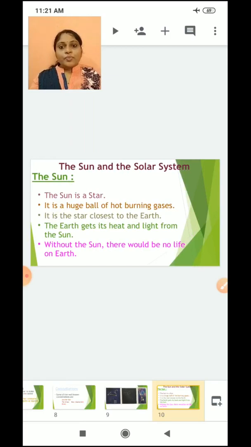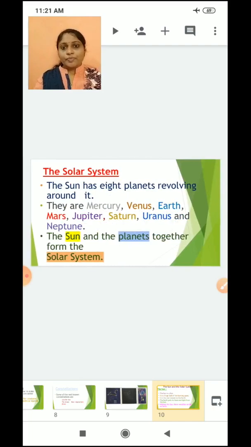And let us learn about the sun. The sun is a star. It is a huge ball of hot burning gases. It is the star closest to the earth. And the earth gets its heat and light from the sun. Without the sun, there would be no life on earth. So you have remembered all those things, children? Already we have discussed before.